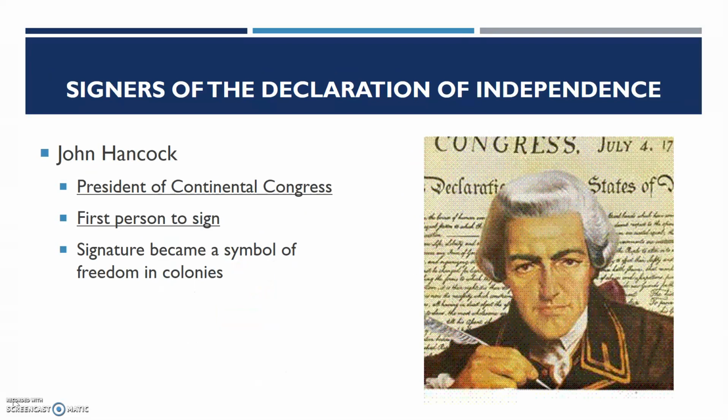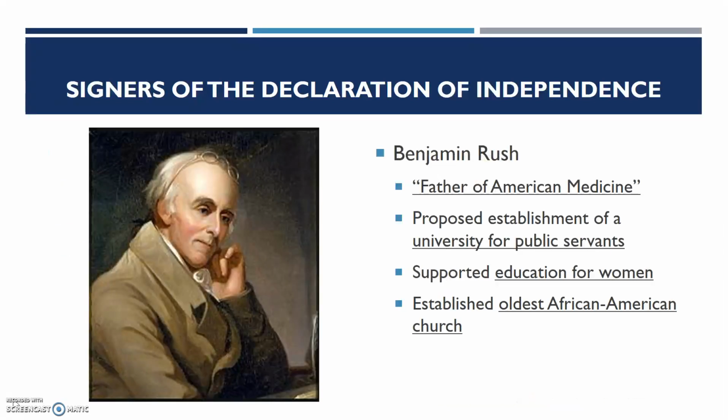Let's talk about some of the signers of the Declaration of Independence. We consider these our founding fathers, and one of them is John Hancock. He is the president of the Continental Congress, and he's also the first person to sign the Declaration of Independence. Because his signature is the very first one that we see in the document, it became a symbol of freedom in the colonies.